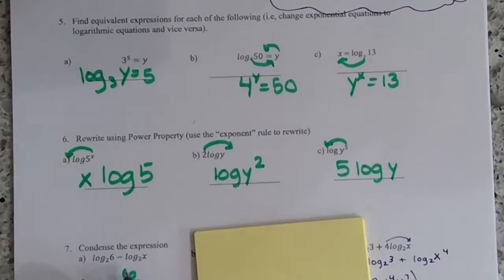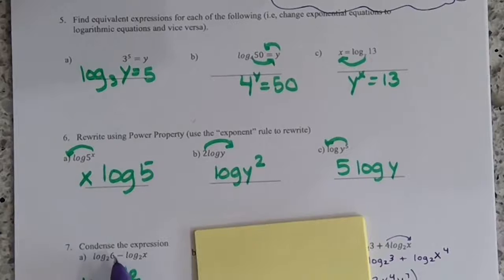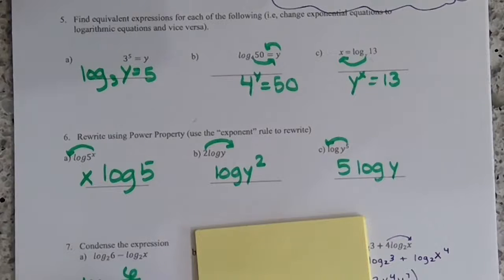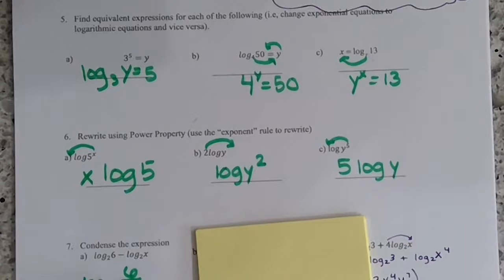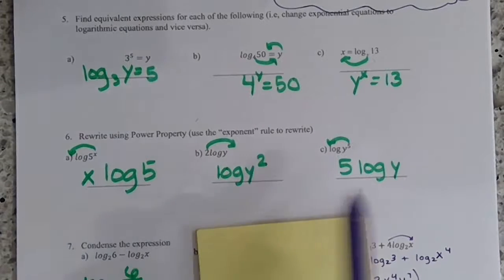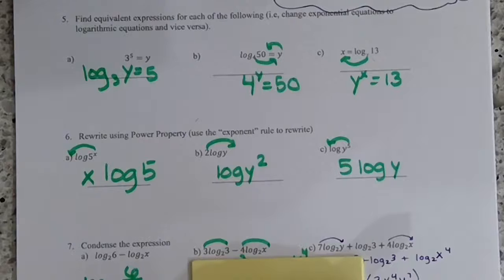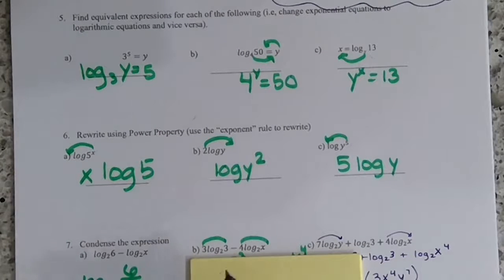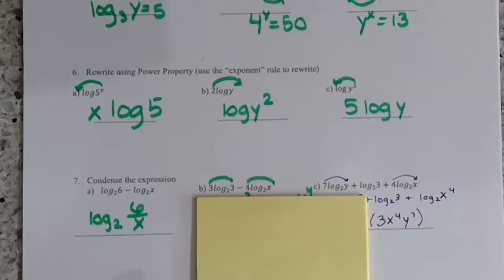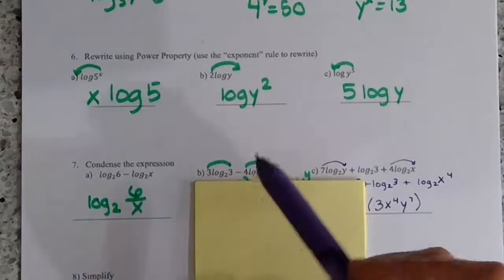All right, so let's just do this first one. So it is subtraction. Subtraction means division. So log base 2, 6 divided by x. That's it. Again, if this was a number like 3 or something, you would have simplified it, but it doesn't simplify.